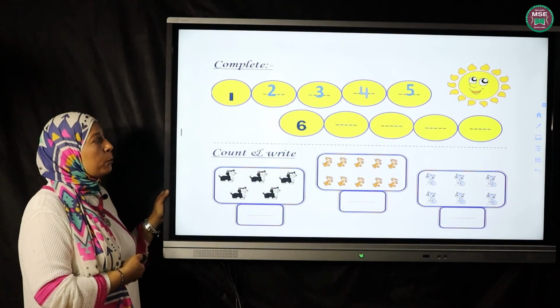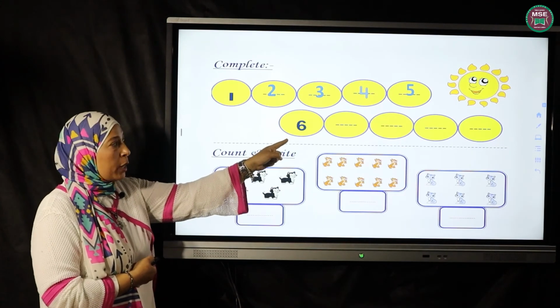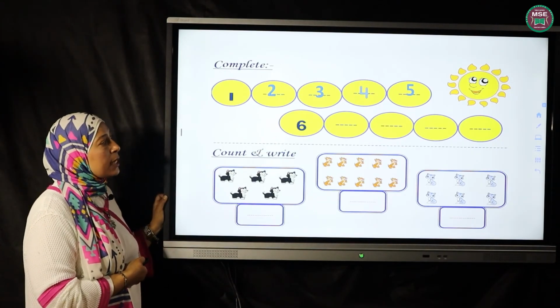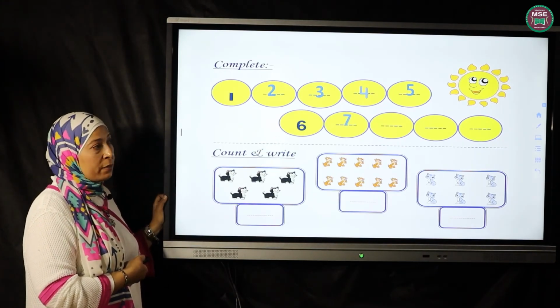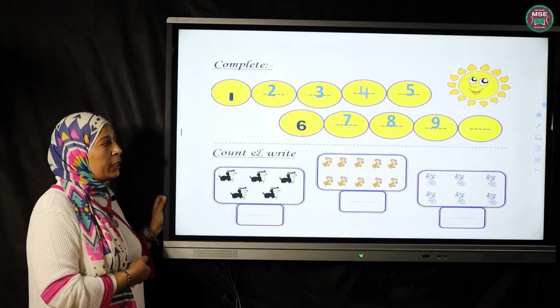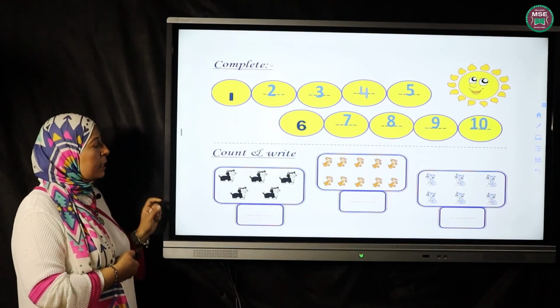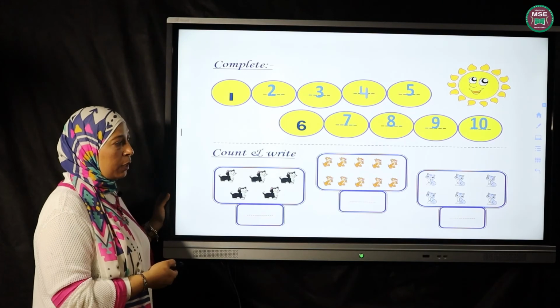After 5, number 6. Can I write number 6? No, it's already there. I will not write it. What comes after 6? 7. After 7, 8, 9, and finally number 10. Is that easy? Excellent. Down here also you're going to be counting and writing the number.